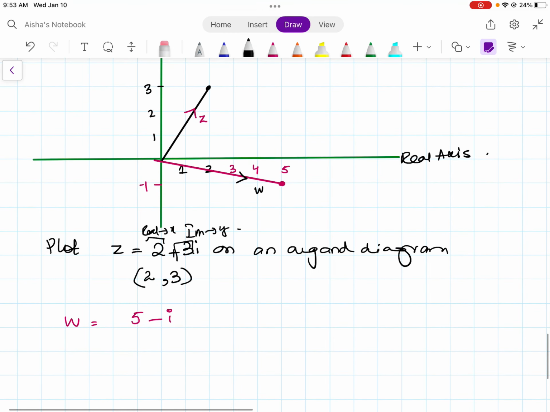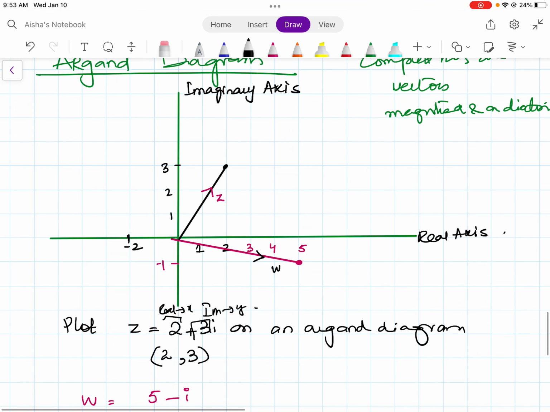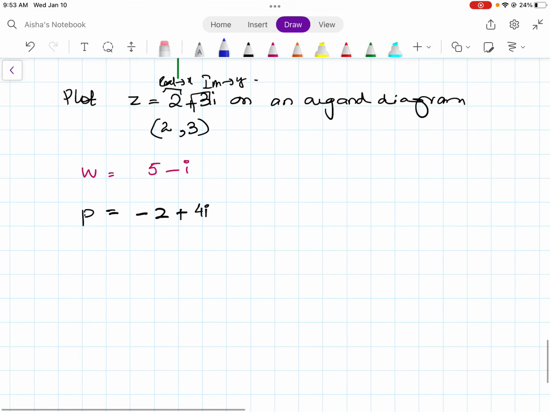Alright, now if they say, this is how you plot it on an Argand diagram. For example, P is a complex number which is minus 2 plus 4 iota. So minus 2 is here and 4 is here. So this is my complex number. This is how you plot it on the Argand diagram.